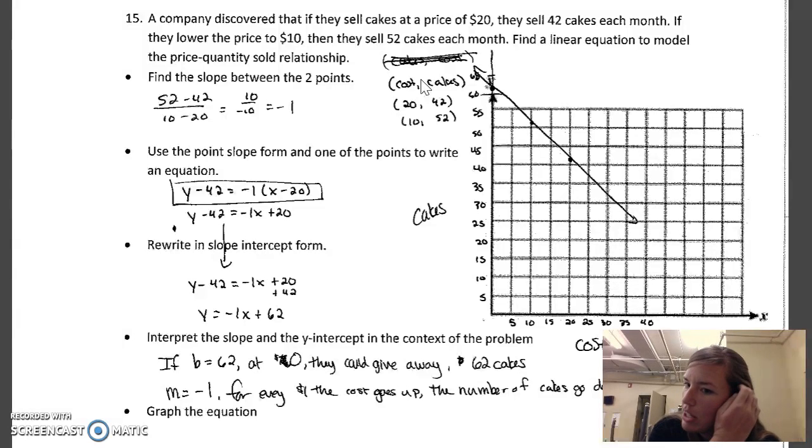I understand, huge challenge. If you didn't do this, I would write it in because my guess is some of you need to practice this. If you go then and plug it into your slope formula, now that you have points, you should get a slope of -1. 52 minus 42, 10 minus 20, 10 over -10 is equal to -1. In a little bit, we'll talk about why that's negative, but it definitely makes sense that it's negative.